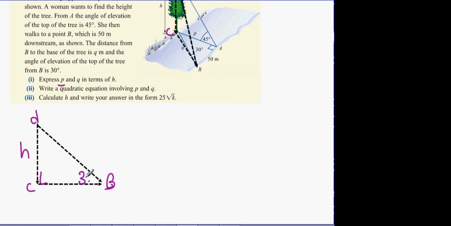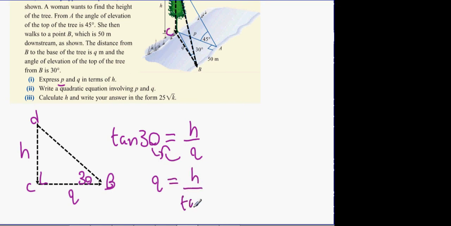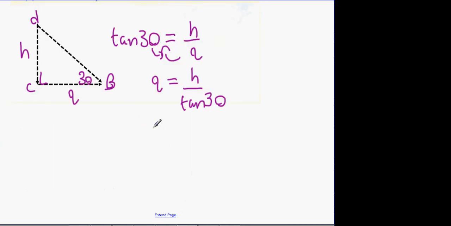30 degrees and Q. Now, H and Q, the information is relayed between the opposite and the adjacent. This means tan is your best choice. Tan 30 equals H over Q. Q in terms of H. Cross multiply up to Q, cross multiply down to tan 30. That's because it wants Q in terms of H. Now, what is tan 30 in the calculator? Sorry? Root 3 over 3.